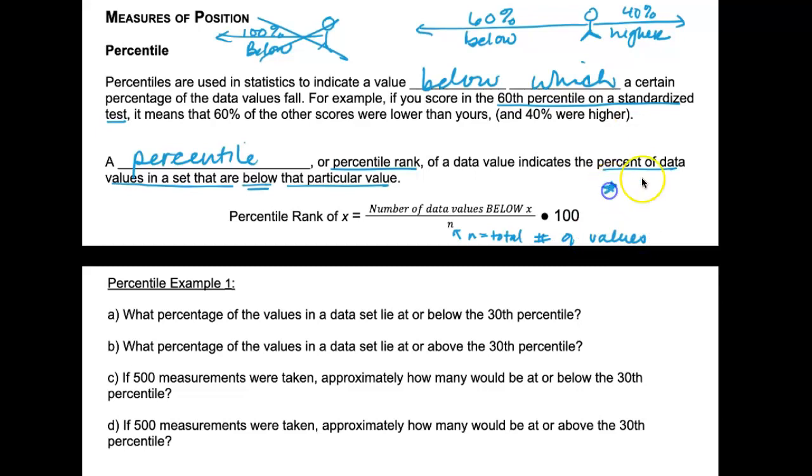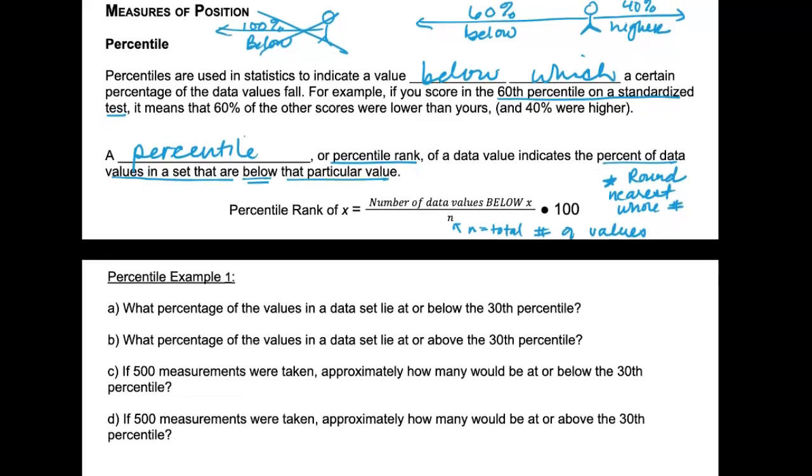And then the other thing I wanted to mention, we're also going to round, because oftentimes when we use this formula, we get a decimal with infinitely many decimal places. So we round to the nearest whole number if rounding is necessary. So let's jump into example 1.